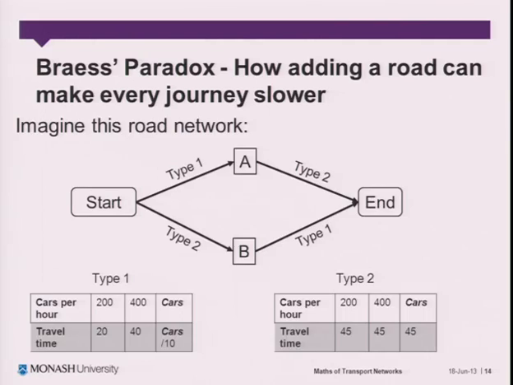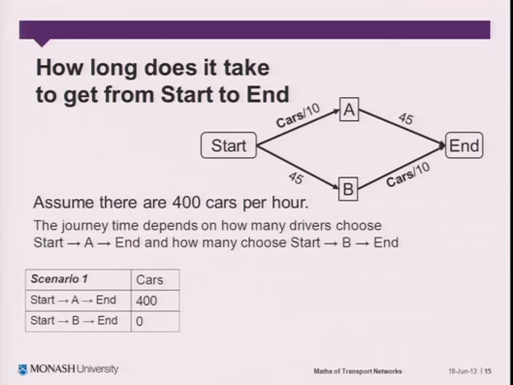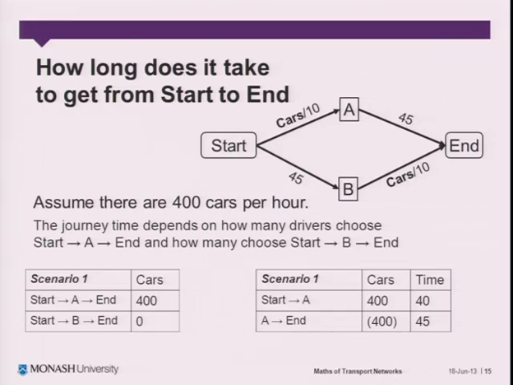So let's assume there are 400 cars per hour which want to go from start to end. The journey time really depends on how those cars choose the routes. If all cars go the same way, it's going to take longer. So let's take scenario one, where all the cars go via A. If all 400 cars go via A, so there are 400 cars going from start to A, the time required is 40 to get from start to A. We go from A to end, it's just a fixed time, 45, independent of whether it's 400 cars or 1,000. So the total time to get from start to end via A is 85 units of time.